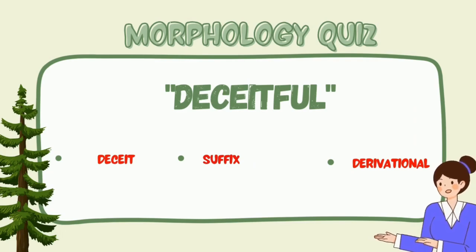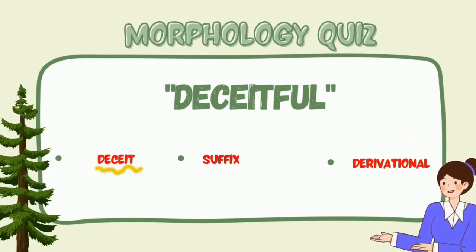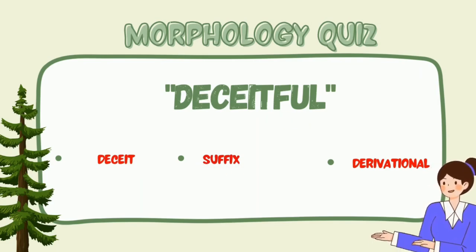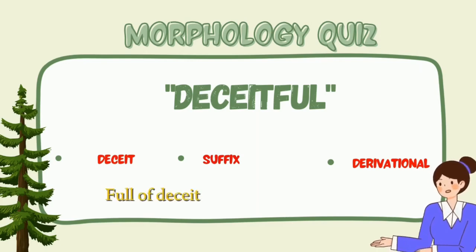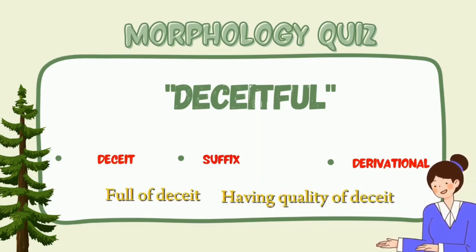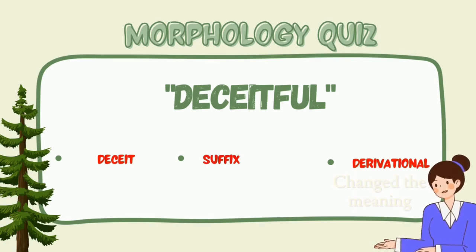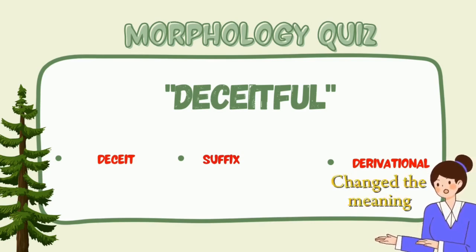So, the root word is "deceit", which is a noun. When we add the suffix "-ful", it becomes "deceitful", which is an adjective. This means full of deceit or having a quality of deceit. The suffix "-ful" changes the word from a noun to an adjective, so it's a derivational morpheme because it changes the word class and meaning.